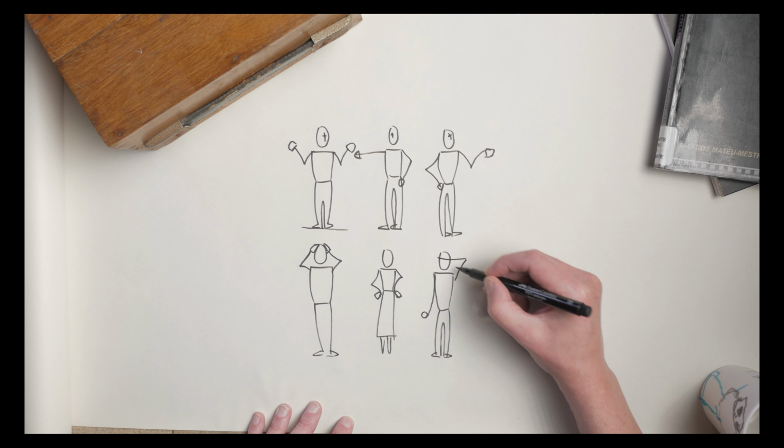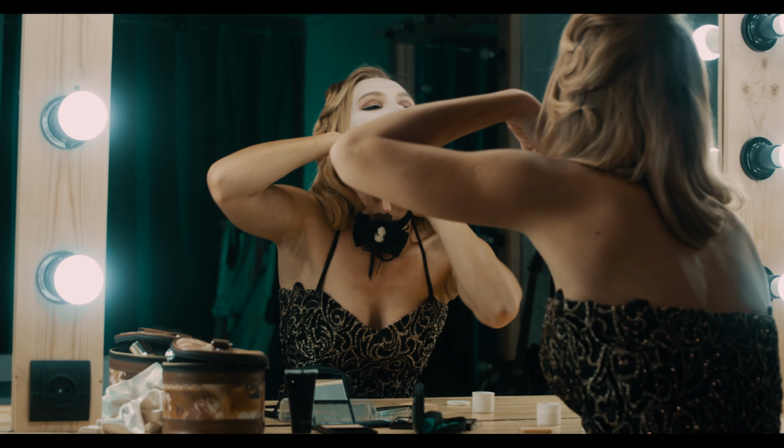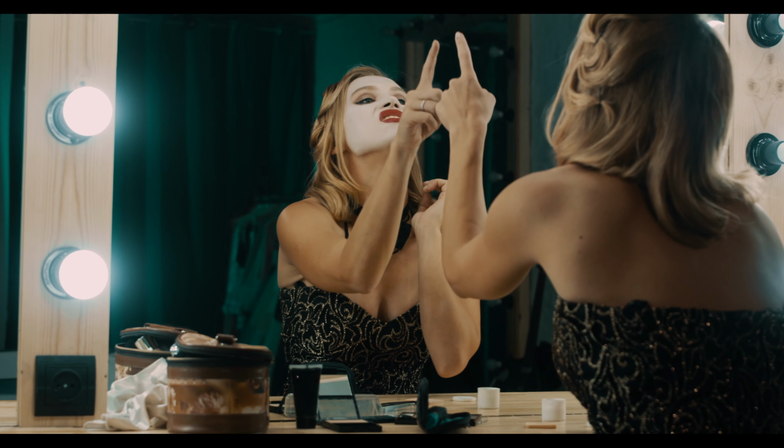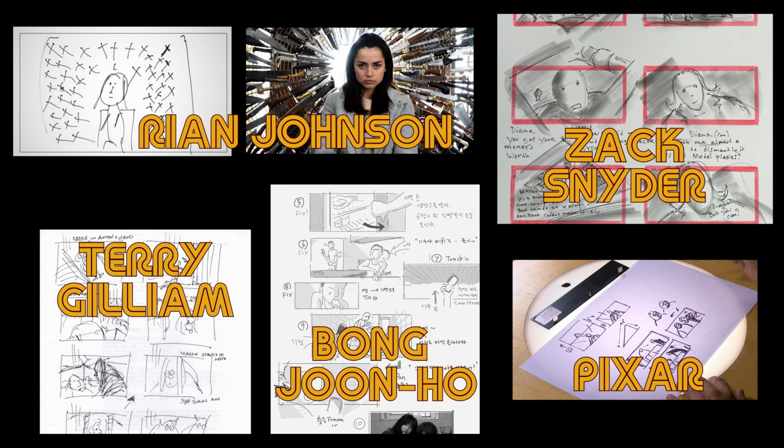If you get stuck with how the arm gestures should look, simply use yourself as a reference by striking a pose in front of the mirror at home. So now that you have an idea of how to draw abstract people, have a go at drawing some simple storyboards like the ones from these famous directors.